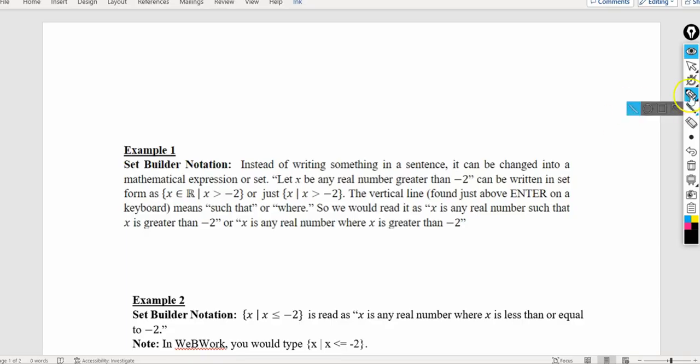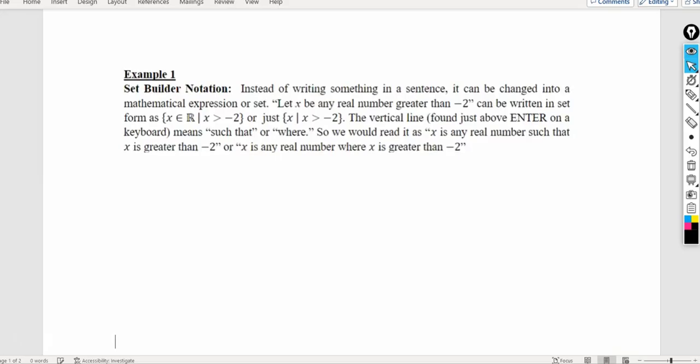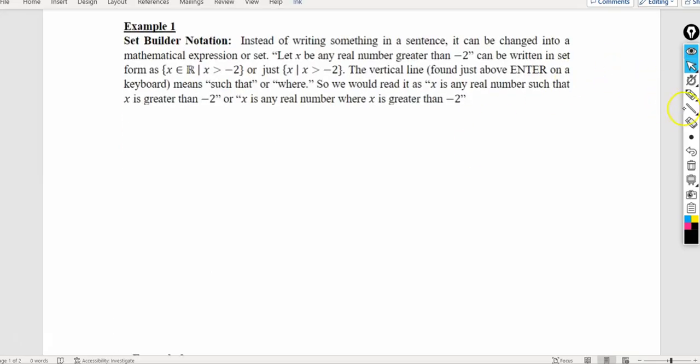So let's see what we mean here. So here in this example, we just give a little bit of explanation of how you're writing something in set notation. So what does this mean? This means that x is a real number such that x is strictly greater than -2. Okay, so that's the set notation.